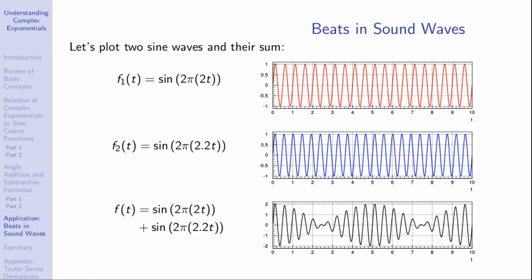Okay, so let's plot two sine waves and their sum. In red, we've plotted our f1 of t. It's the sine of 2 pi times 2t. In blue, we've plotted our f2 of t. So that's sine of 2 pi times 2.2t. And at the bottom, in black, we've plotted f of t, which is their sum.